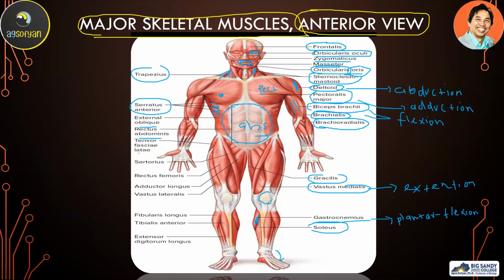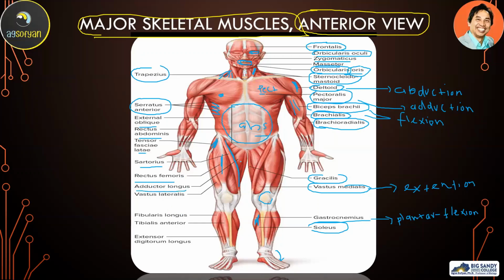Extensor fasciae latae. This is on the thigh and the leg. Sartorius, this is also a leg muscle or thigh muscle. Rectus femoris, this is also part of the thigh muscle.